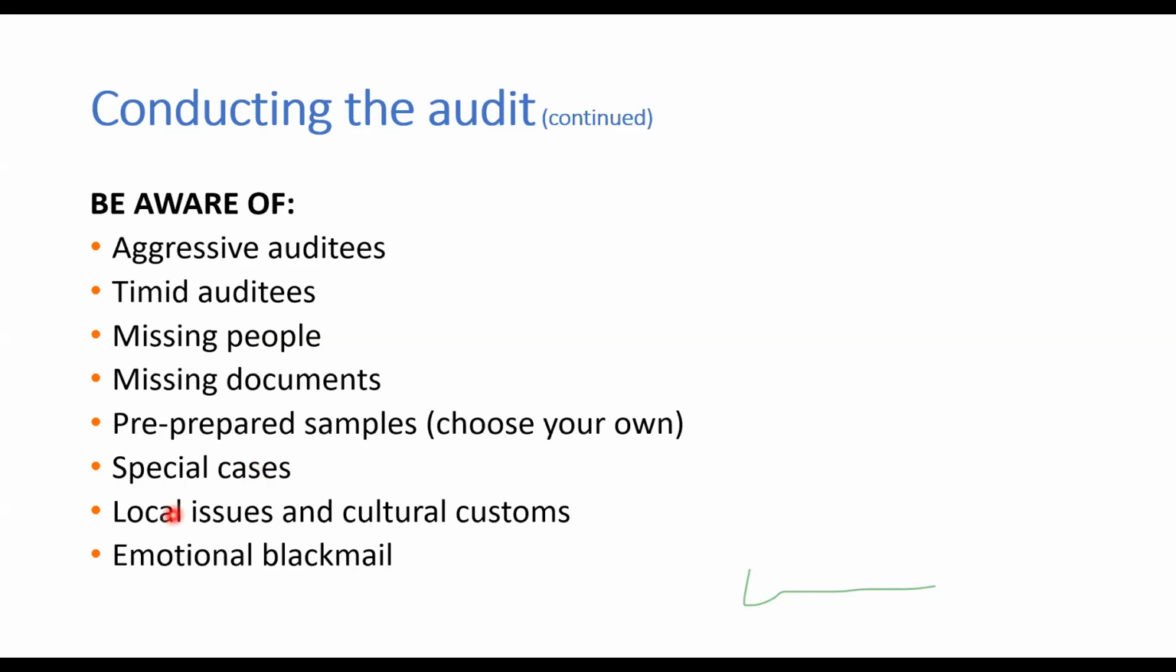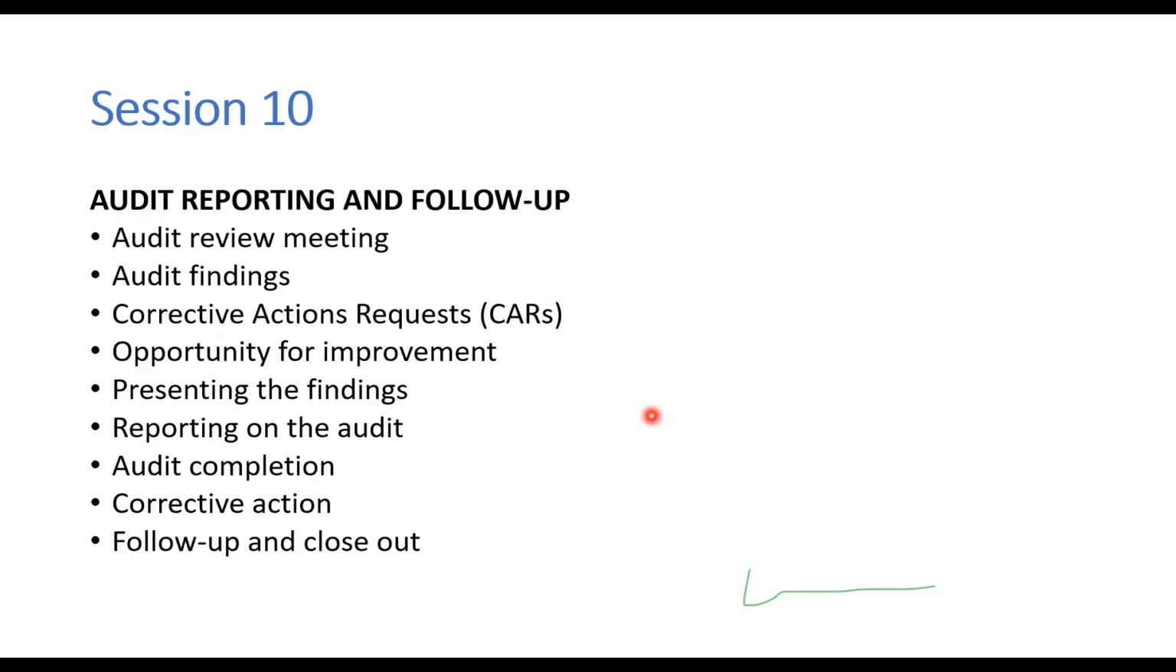Special cases, for example, cultural cases, special cases in terms of gender problems. Sometimes we have these kinds of issues also. Local issues, cultural issues, and emotional blackmail. That if you are going to give us a finding, maybe my promotion can be stopped. Maybe I will go out of the company if we will have the non-conformity. So this kind of emotional blackmailing from the auditees is always possible. We need to listen to them, but we need to give them the confidence again that we are not here for your audit. We are here for the audit of the company.